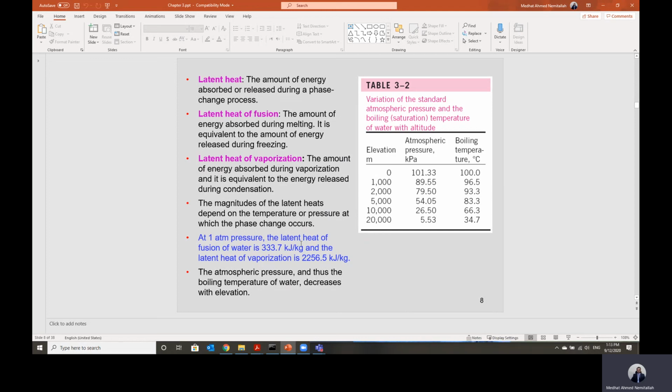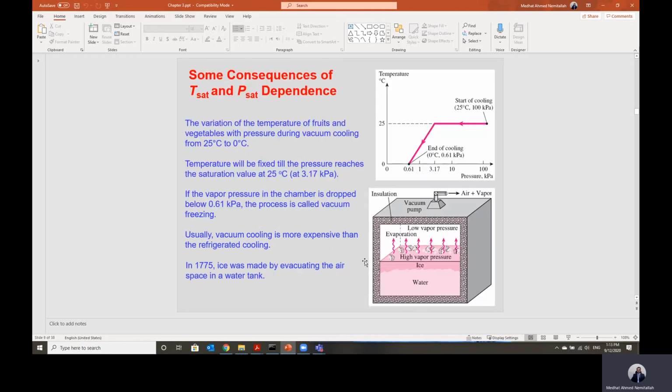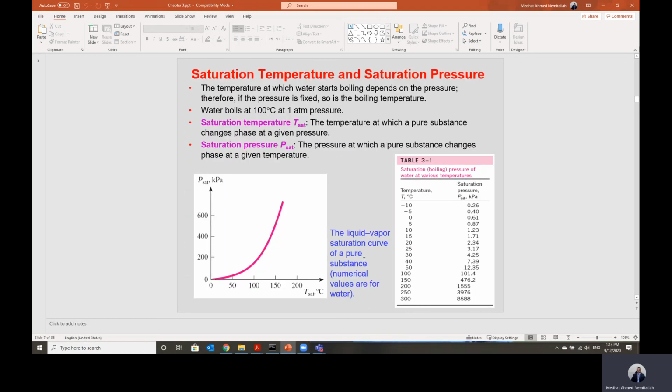Those are the latent heats, as we have defined, the heat needed to have phase change. For water at atmospheric pressure, the latent heat of fusion, to convert from solid ice to water, is equal to 333.7 kilojoule per kilogram. But the latent heat of vaporization, to convert from the liquid to the vapor phase, is equal to 2,256.5 kilojoule per kilogram. This is just an example. But let's get back to our point.